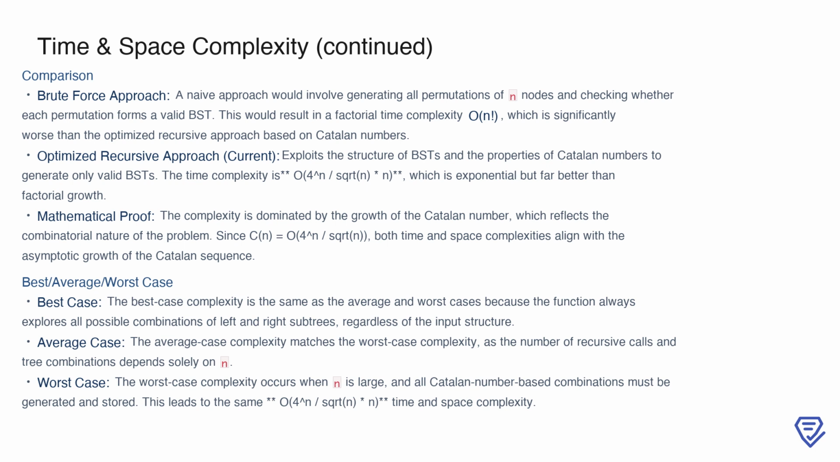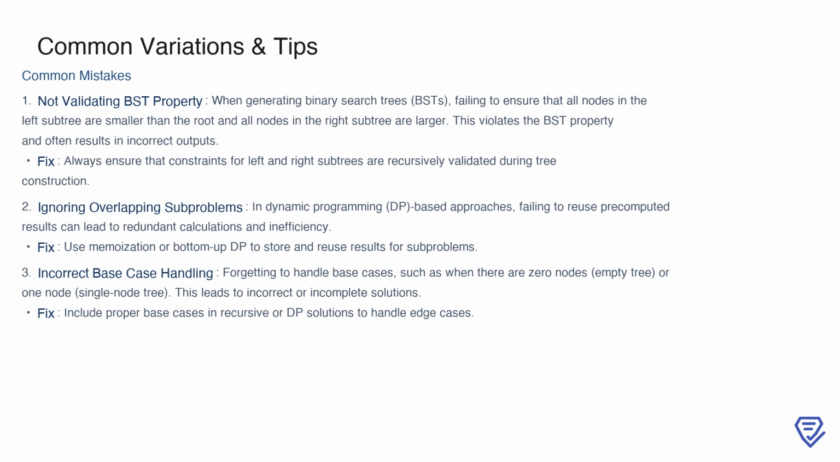This is because the algorithm always explores all possible combinations of left and right subtrees regardless of the input. Therefore, the time and space complexities consistently align with 4 to the power of n divided by sqrt(n), times n, especially as n grows large. When solving this problem, there are a few common mistakes to watch out for.